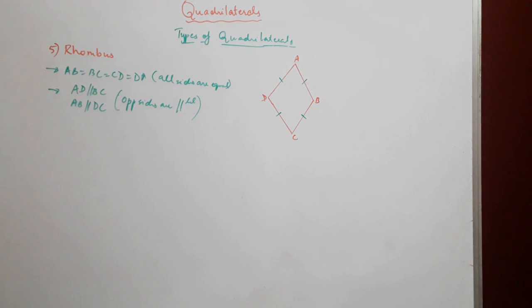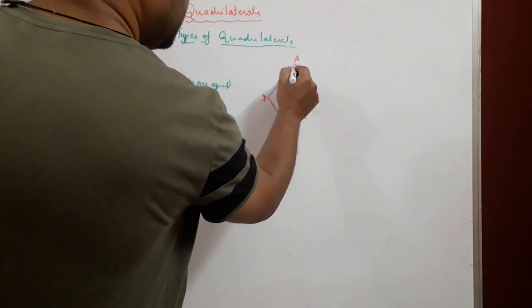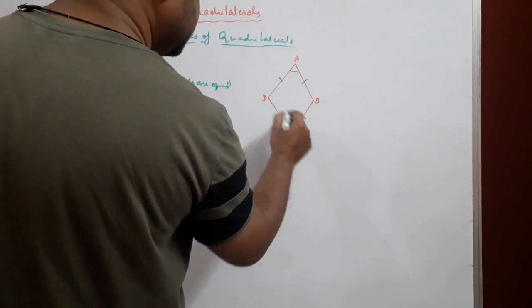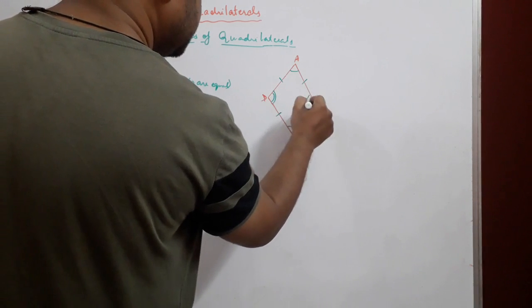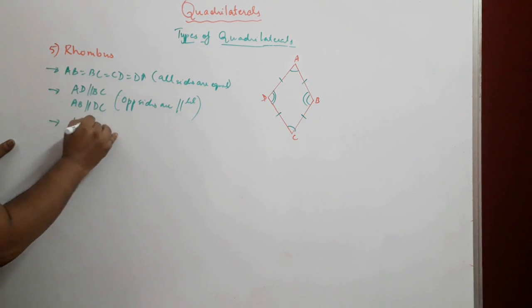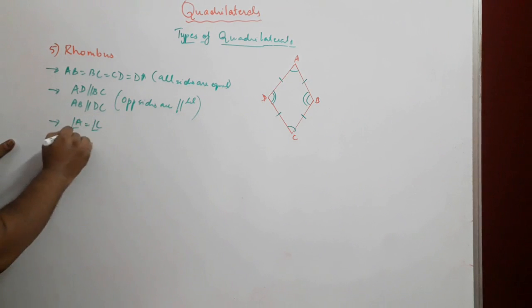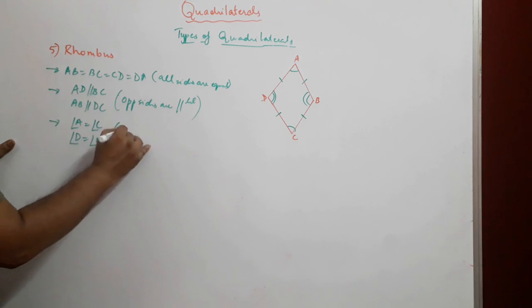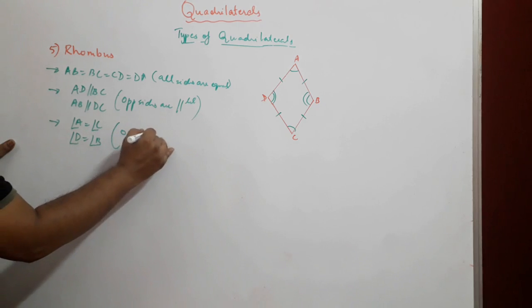The next we know about a rhombus is that opposite angles of a rhombus are equal, which means A will be equal to C and D will be equal to B. Right over here, angle A will be equal to angle C and angle D will be equal to angle B. Opposite angles are equal.